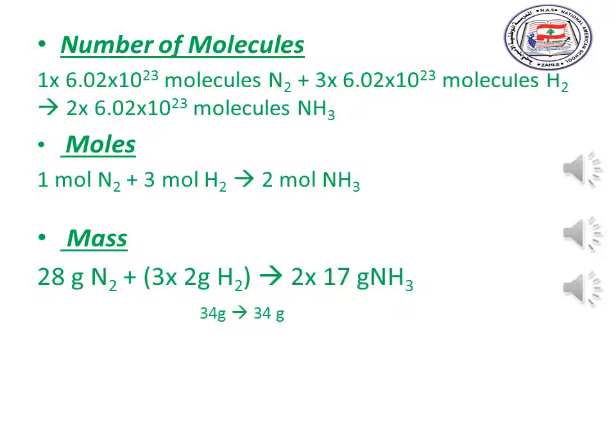Mass. A balanced chemical equation obeys the law of conservation of mass, and this law states that mass can be neither created nor destroyed in a chemical or physical process. So as I said before, the number and type of atoms does not change in a chemical reaction. Also, the total mass of the atoms in the reaction does not change. So, we start. The mass of 1 mole of nitrogen, which is 28 grams, plus the mass of 3 moles of hydrogen, which is 6 grams, equals the mass of 2 moles of ammonia, which is 34 grams. So, the total number of grams of reactants does equal the total number of grams of products.